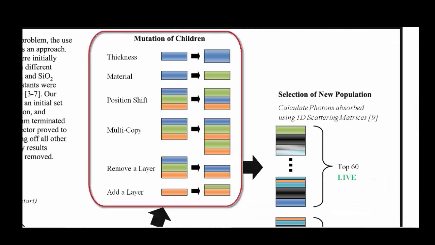After breeding, once we've generated the children, we look at the mutations. It'll change things like the thickness of a layer, the material of a layer. The layer might change in position, removing a layer, adding a layer. This is handled for each layer. In addition, there's a multi-copy. That'll copy multiple layers, say 1, 2, or 3, and shift them down.